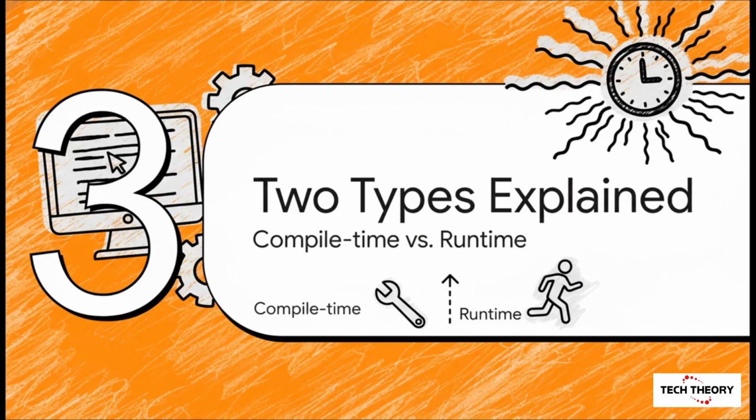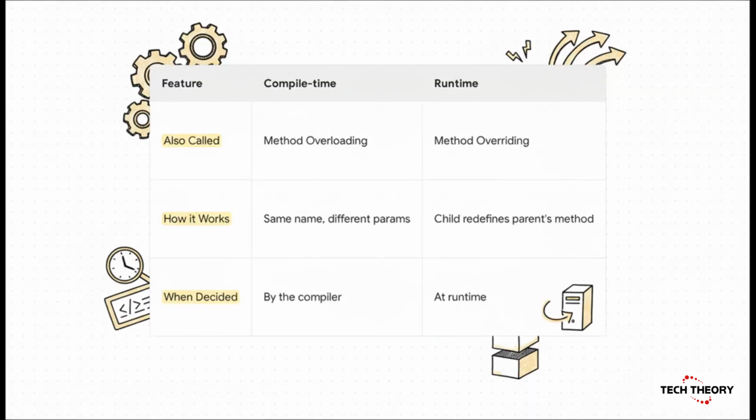All right, now that we've got the what and the why, let's dive a little deeper. Polymorphism usually comes in two main flavors, and knowing the difference is pretty important. We're going to look at compile time versus runtime polymorphism. So here are our two types. On one hand, you have compile time polymorphism, which you've probably heard of as method overloading. On the other, you have runtime polymorphism, which is known as method overriding. The biggest difference between them is when the computer decides which specific method to call, and trust me, that timing changes everything. Let's break them down.